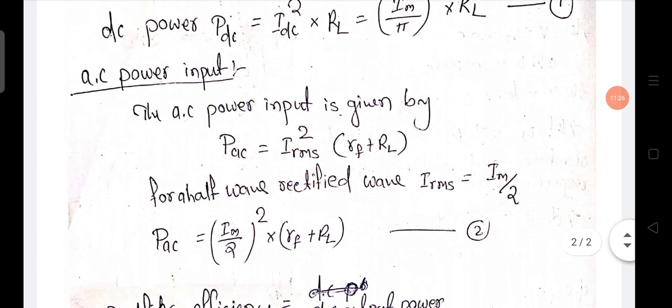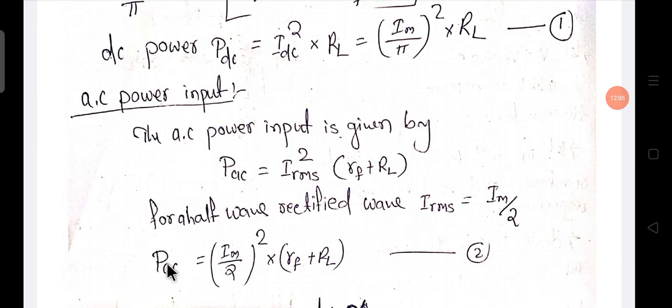And for a half wave rectifier, IRMS equal to Im by 2. Since a full sine wave has IRMS equal to Im by root 2 of the maximum current value, for half wave the current is halved. So here IRMS equal to Im by 2. Put that value in PAC: IRMS square equal to (Im by 2) whole square into RF plus RL, which is PAC. We get our PDC and we get our PAC.